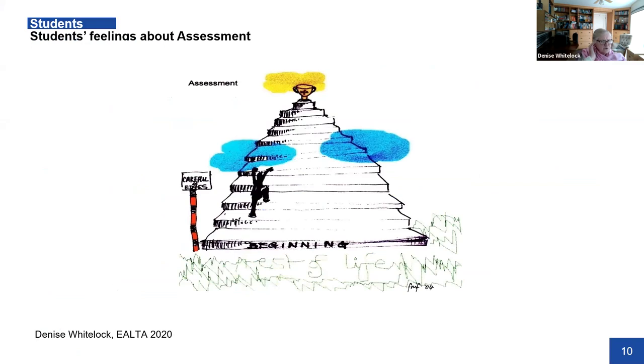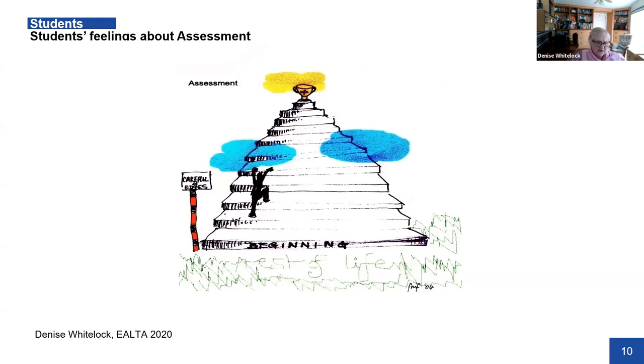I'd like to come back to talk about students and assessment and how they feel. These are some pictures that Chris McKillop was taking for her PhD. She wanted to set up a system for students to write about some narrative about their assessments and their feelings.